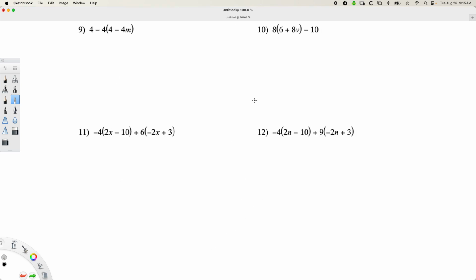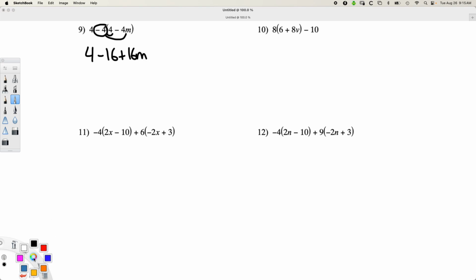Okay, so when I look at GEMDAS, again, I have nothing in the grouping, nothing I can do here, no exponents, but I can distribute. So I'm going to distribute this entire negative 4 times both of these things. So I'm going to bring down the 4, minus negative 4 times 4 is minus 16, and negative 4 times minus 4m is plus 16m.